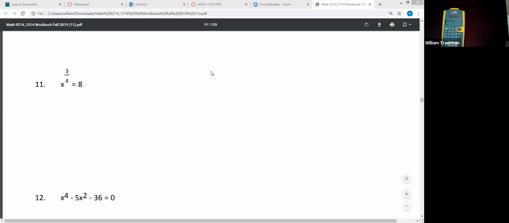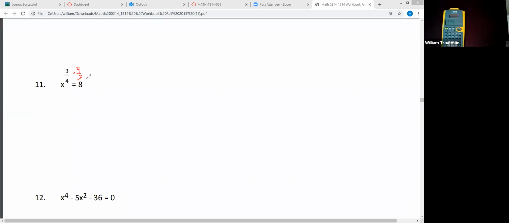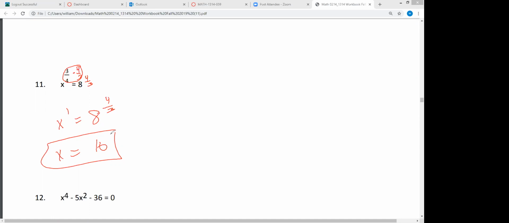Three-fourths. Okay, x is by itself, so I just multiply by its reciprocal. 3/4, flip it upside down, 4 over 3, 4 over 3. So this ends up being 1, x to the 1 power equals 8 to the 4 over 3. X equals, when you do this, I think you get 16. 8 to the 4/3 power. I like those. That is 16. Okay, good.